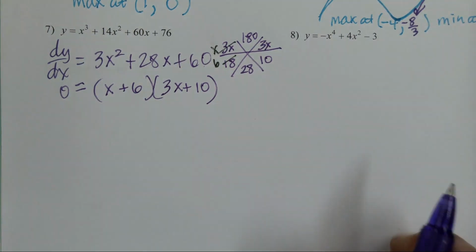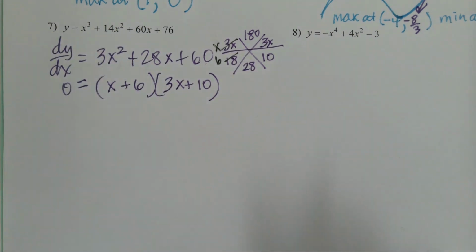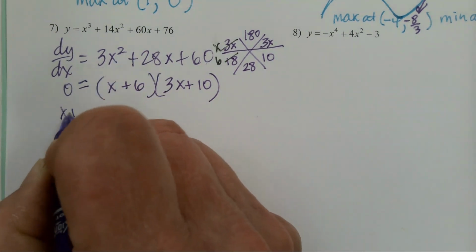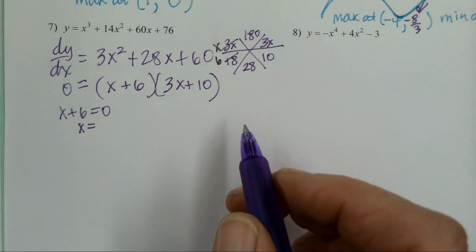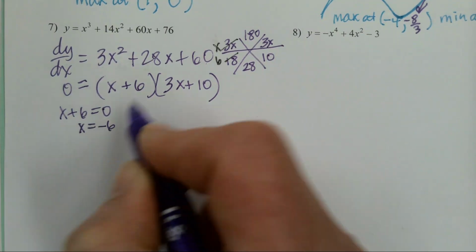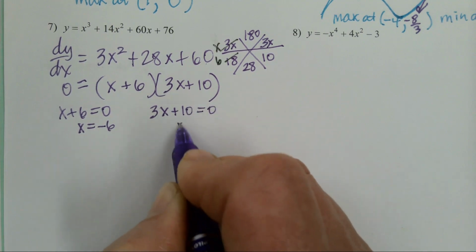Great. So I had a square just like we had in that last problem. I had to factor it to solve, but I couldn't factor out a GCF, so I had to do factoring a trinomial. x plus 6, 3x plus 10. I'm going to set those equal to 0. x plus 6 equals 0 when x is what? Negative 6. And 3x plus 10 equals 0 when x is?